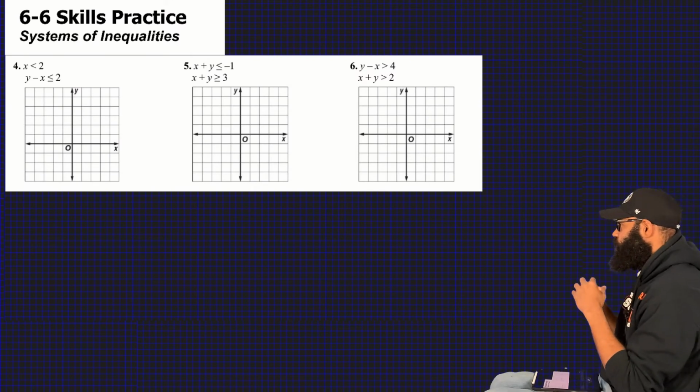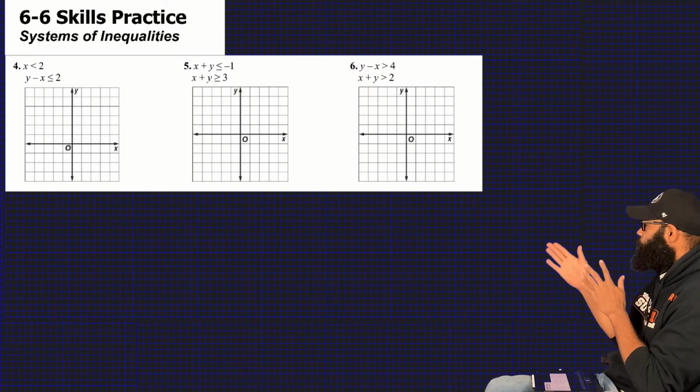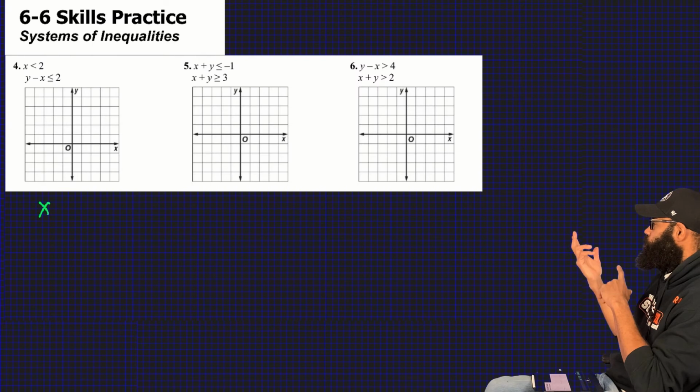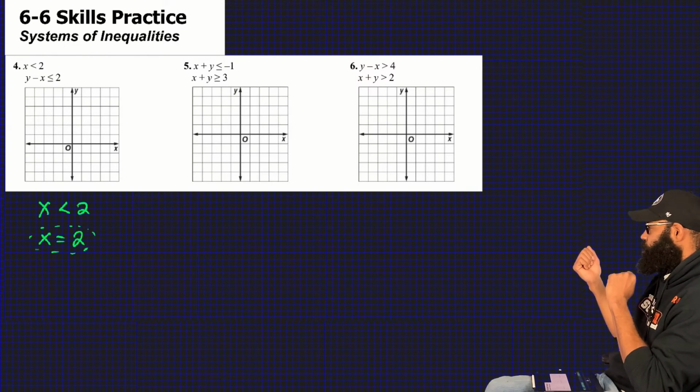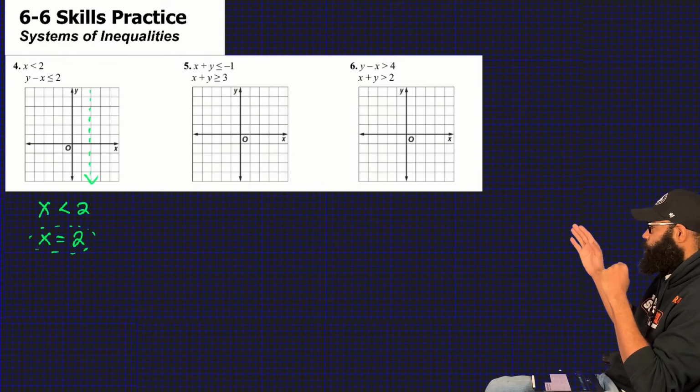4, 5, and 6, looks like 4 is starting us off how we left off. x is less than 2. Therefore, I'm thinking that's a single variable. Well, I need to find out where to begin. I'm going to begin where the number tells me to begin, 2. And since it's less than and not equal to, I'm going to keep a dotted line where x equals 2. Because if I had to graph x equals 2, well, x is equal to 2 everywhere right there: 2, 0, 2, 1, 2, 2, 2, 3, 2, 4, 2, 5, so everywhere.